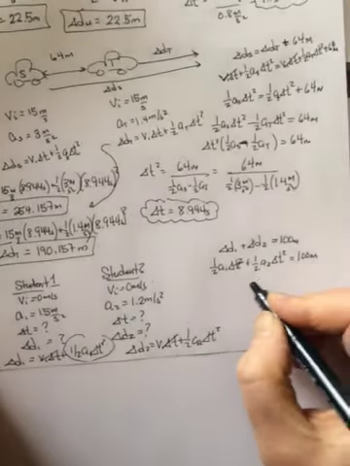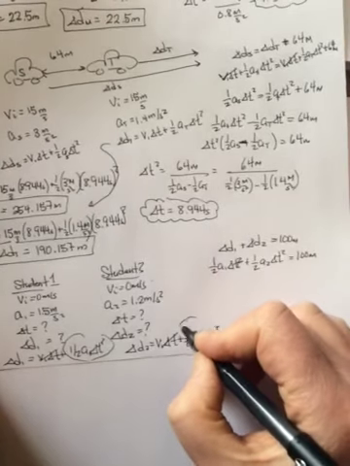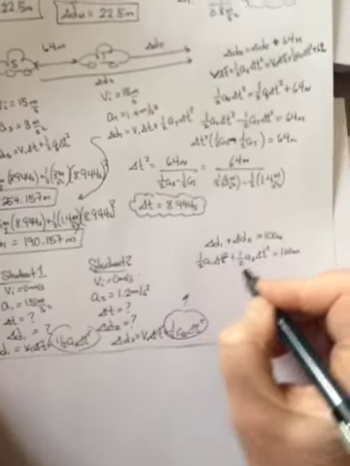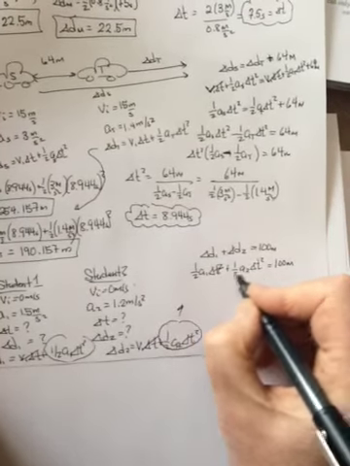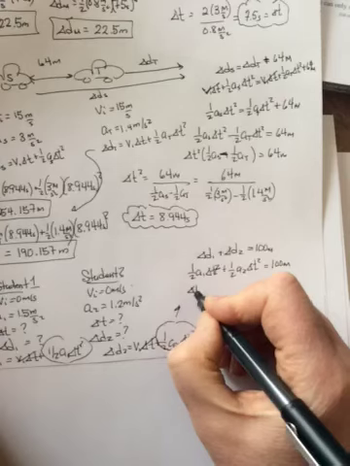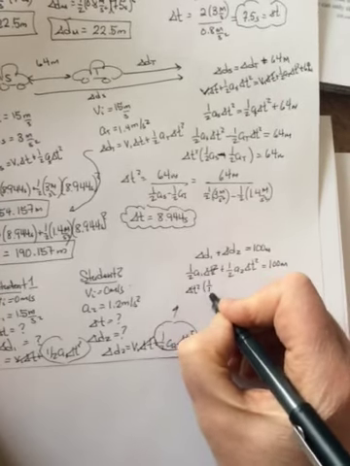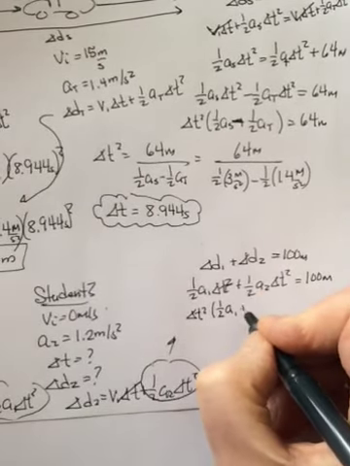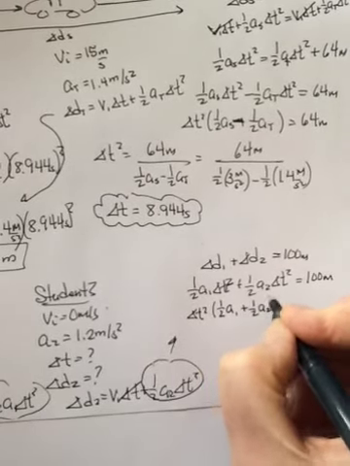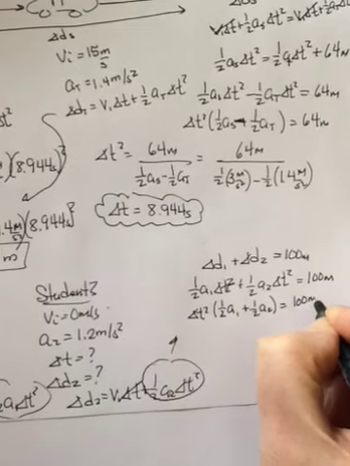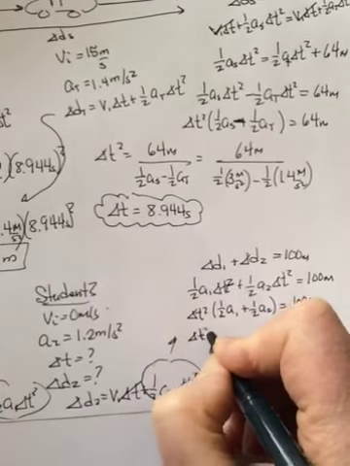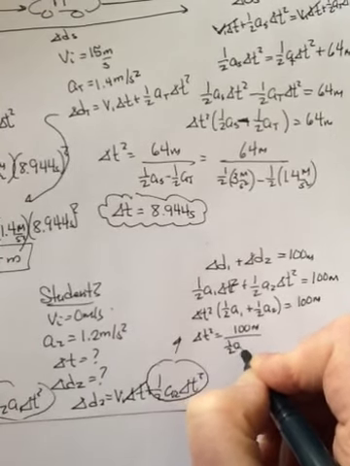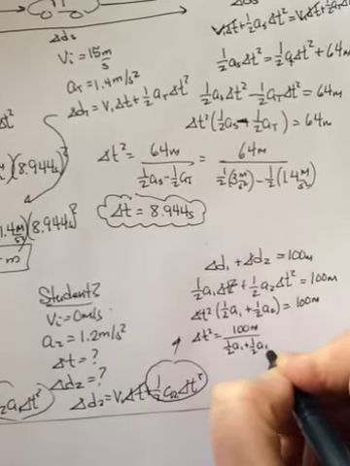Okay, so finishing number 3, we had just taken our two delta D equations and subbed them into our equation that connected them. So now we have a t squared in both terms, so factor it out. So it becomes 1/2 a1 plus 1/2 a2 is equal to 100 meters. And now divide both sides by the bracket. So 100 meters divided by 1/2 a1 plus 1/2 a2.